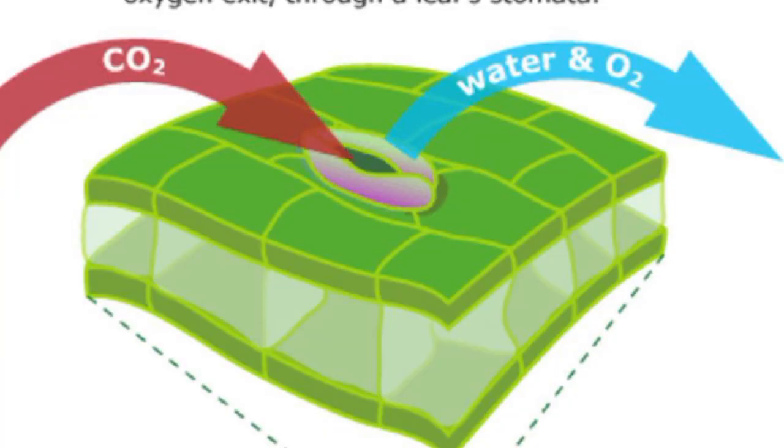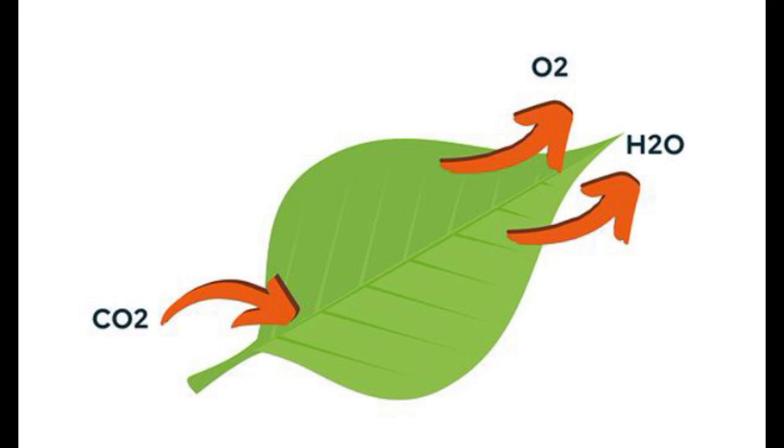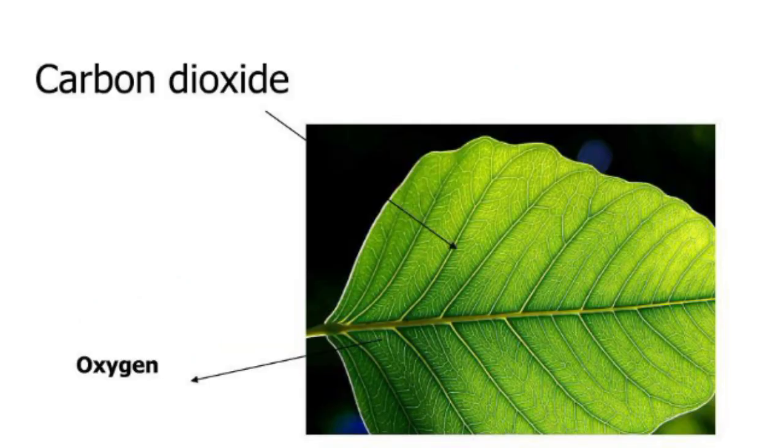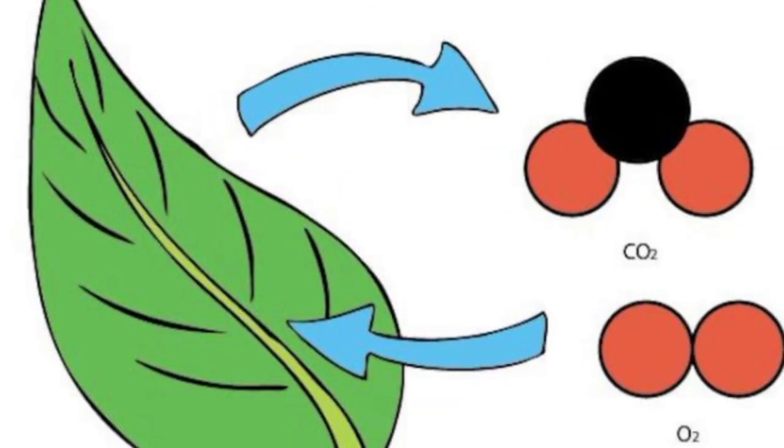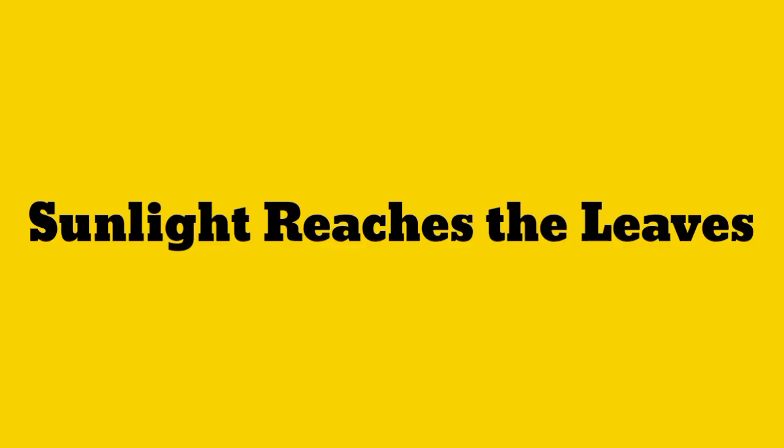The second step is carbon dioxide entering the leaves. Leaves have special openings called stomata that help in the exchange of gases. Carbon dioxide enters the leaves through stomata. These stomata also help to remove water and oxygen during photosynthesis. Carbon dioxide reaches the leaves and photosynthesis begins.